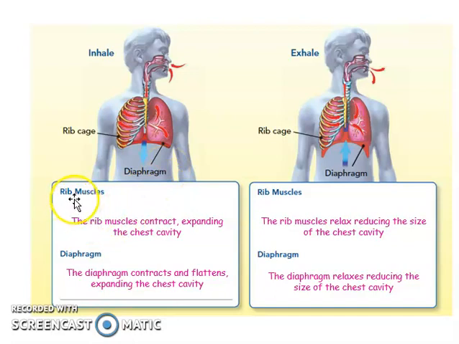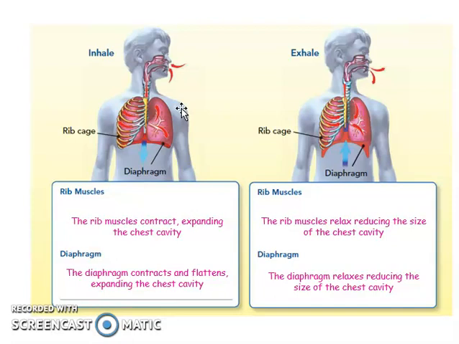When it comes to our rib muscles, remember that the rib is the bones and then the rib muscles cover the rib cage. The rib muscles contract, expanding the chest cavity. Try now to inhale. So this process is inhaling and then try to hold your chest. When you inhale, the rib muscles contract and then it expands your chest cavity. A chest cavity is the space in the rib cage between the lungs.